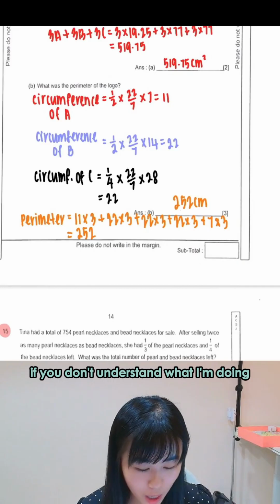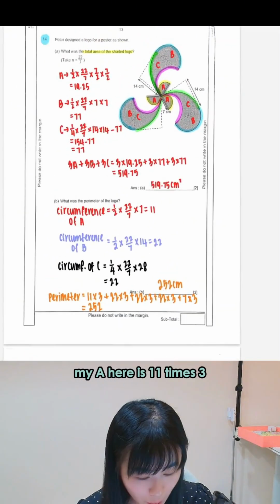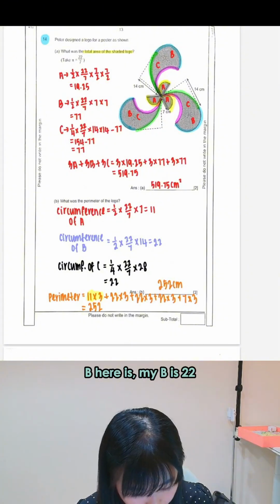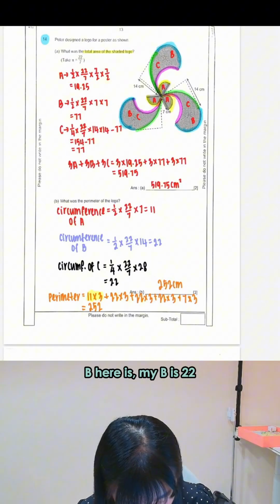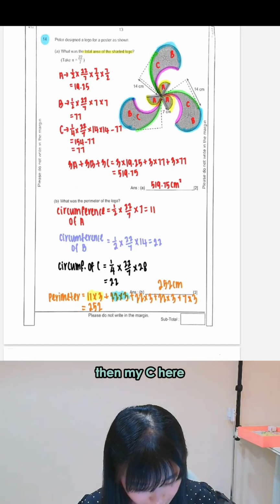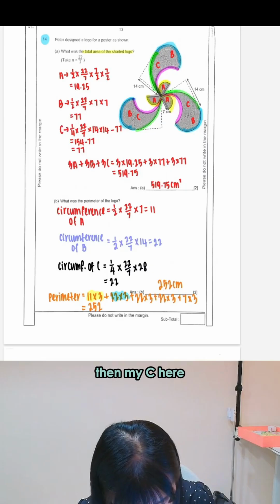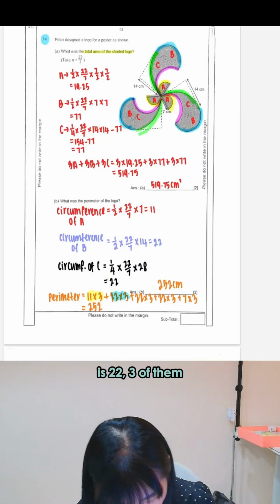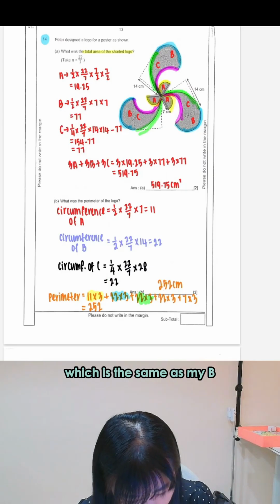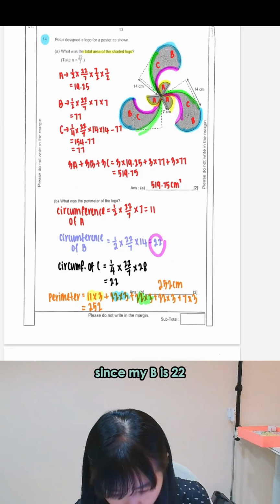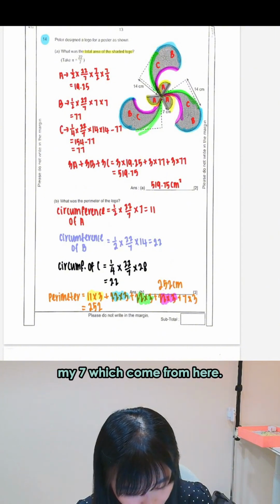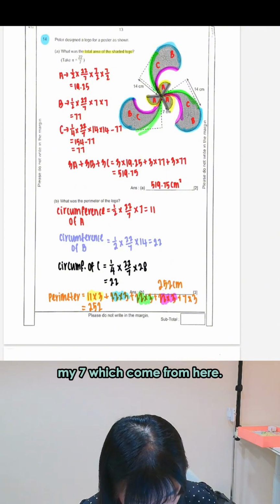If you don't understand what I'm doing, I can color code for you. My A here is 11 times 3. B here, my B is 22, right? So 22 times 3. Then my C here is 22, 3 of them, 22 times 3. And then this curved part, which is the same as my B, right? Since my B is 22, so also 22 times 3. And last but not least, my 7, 7, 7, which come from here.